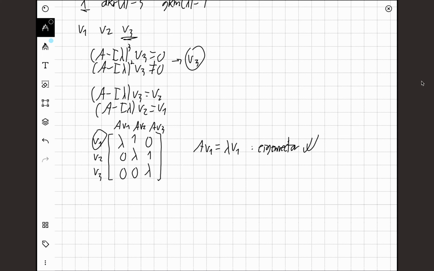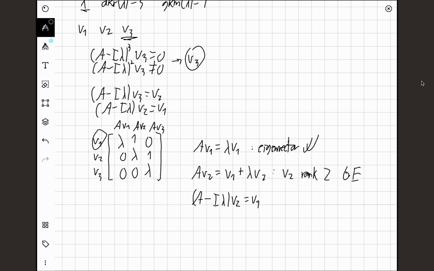Eigenvector. Bang, easy. But now where does A send our vector v2? Well, A sends v2 into this vector over here, which is 1 times v1 plus lambda times v2 plus 0 times v3. So it's going to be v1 plus lambda v2. And oh my goodness, this is exactly what a generalized eigenvector is. If we subtract lambda v2 from both sides, (A minus lambda I) v2 equals v1. So we can see that v1 is our eigenvector, and v2 is a rank 2 generalized eigenvector.